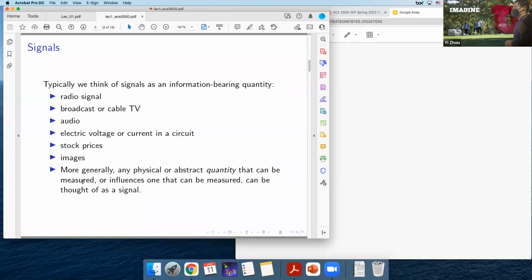In general, any physical or abstract quantity that can be measured, or influences one that can be measured, can be thought of as a signal. Light is a signal. If you take a picture using a camera, that picture is a signal.